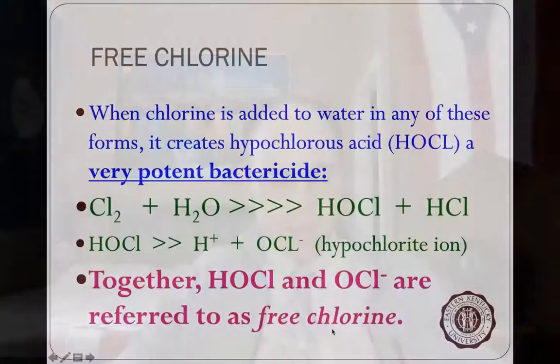So we still form hypochlorite and hypochlorous acid in water with pHs of like 6.5 to 8.5. We form both of them. It's just when it's acidic, you form more of the acid. When it's basic, you form more of the hypochlorite ions.